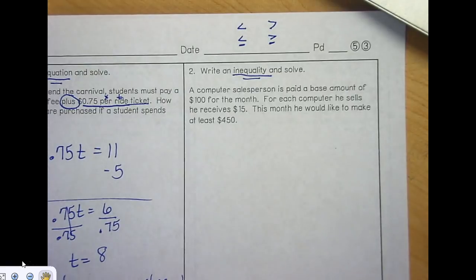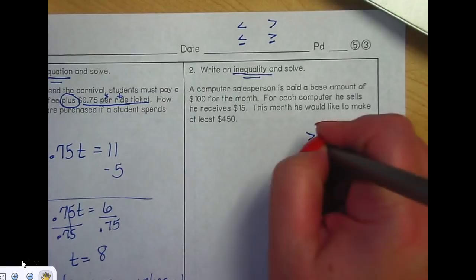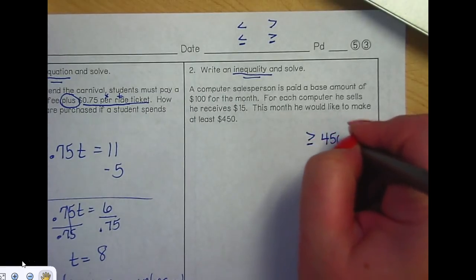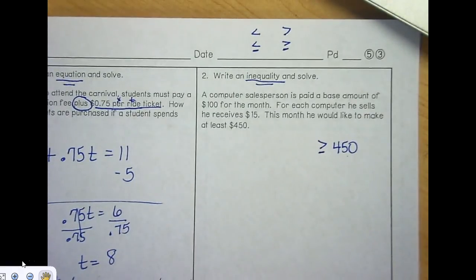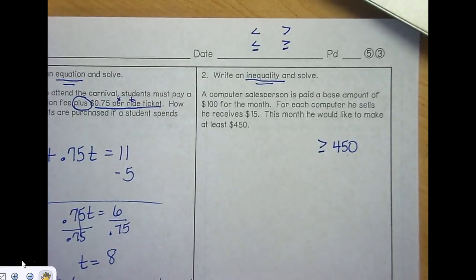Let's think about that. What does that mean, at least $450? So how do you interpret that, Ava? Yeah, at least means he wouldn't mind making $500. He wouldn't mind making $1,000. But the least that he can make is $450. So we know this has to be a greater than or equal to $450. So sometimes you've got to really think about what inequality sign is going to go there.